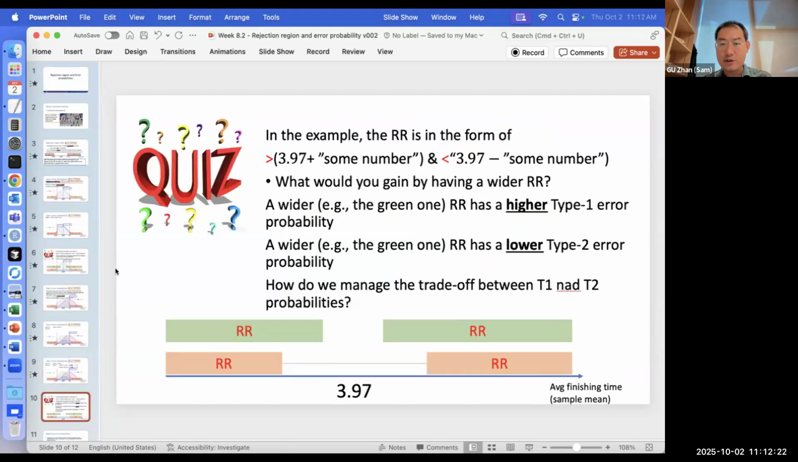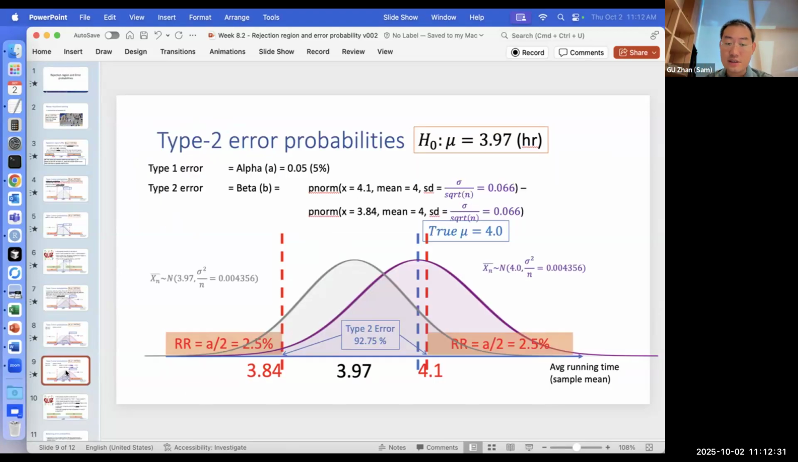So in this case, the rejection zone is in this form. If your rejection zone is increasing, your gray curve stays there. The shape and the standard deviation of the gray curve will not change. It won't get fatter or slimmer because your standard error has been defined. So the gray curve will be there. And in the meantime, the alpha you define is 2.5% on each side, a smaller region on two sides.